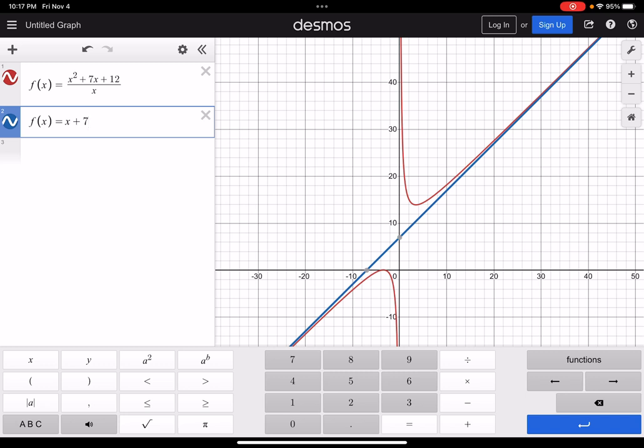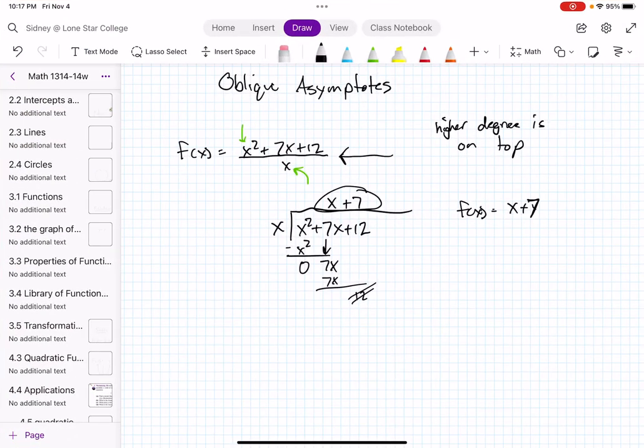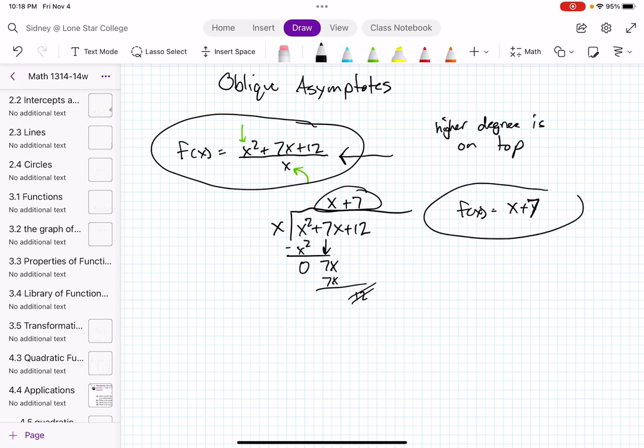equation x plus 7. So coming back to this, you can have a function where the degree is higher on top, and higher on top means that there is no horizontal asymptote, that the function itself takes off and goes infinitely high and infinitely small, but it does so with very specific parameters. It gets infinitely closer to the line x plus 7, but that is an asymptote. It never actually gets there.